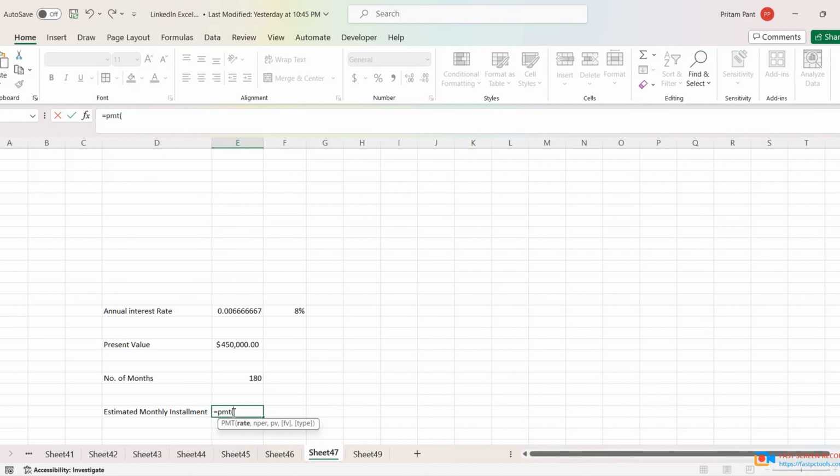Let's use the PMT formula. This is our monthly installment rate. This is our number of months, and this is the present value of our home, which we have to pay. That's why it is in minus. Yeah, that's it. So we have to pay monthly $4,300 for a $4,50,000 house.